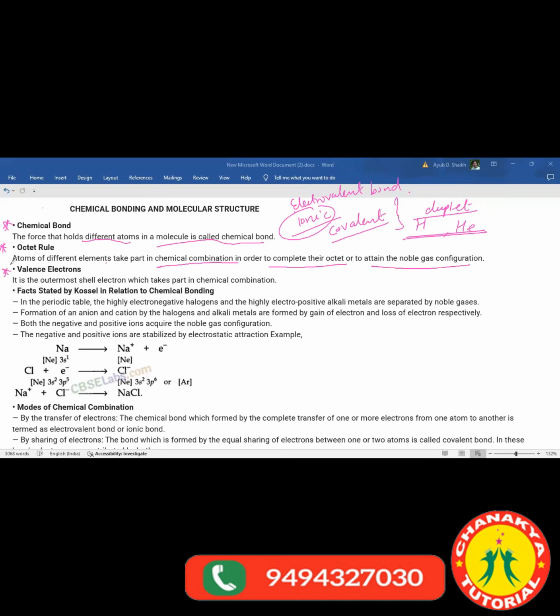Now, next, valence electron. This is also one of the important terms. The electrons present in the outermost shell of an atom are called what? Valence electrons. It is the outermost shell electrons which take part in chemical combination. These are called valence electrons.